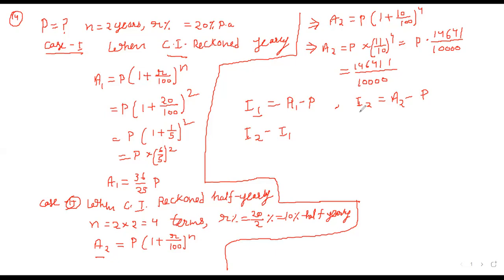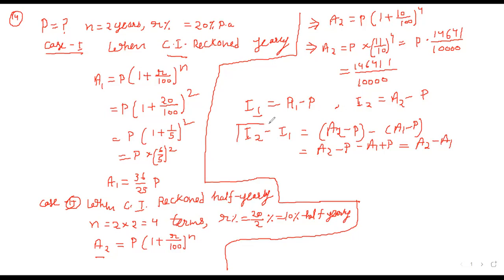And I have already discussed that this I2 will be greater than I1. Compound interest reckoned half yearly will always be greater than the compound interest reckoned yearly. So when we use it, A2 minus P is I2, minus A1 minus P. So it is A2 minus P minus A1 plus P. P cancelled out. So it is also equal to A2 minus A1.